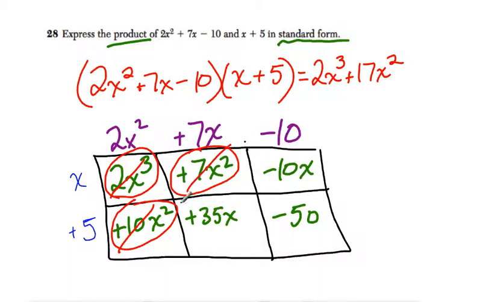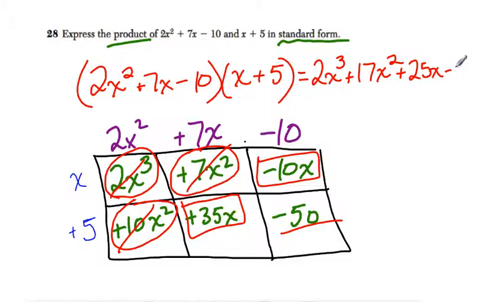Okay, and now my x's, I have 35 and negative 10, which gives me 25, a grand total of 25x. And I'm just left with my constant. Again, nothing to combine. So that's just negative 50.